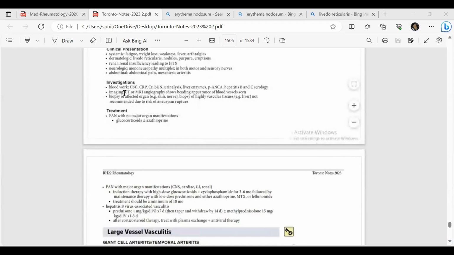Investigation: blood work, CBC, CRP, creatinine, urea nitrogen, urine analysis, liver enzymes, ANCA, hepatitis B and C serology. Imaging: CT, MRI, angiography shows a beading appearance of blood vessels. It's something very important. Beading appearance of blood vessels will be seen on imaging.